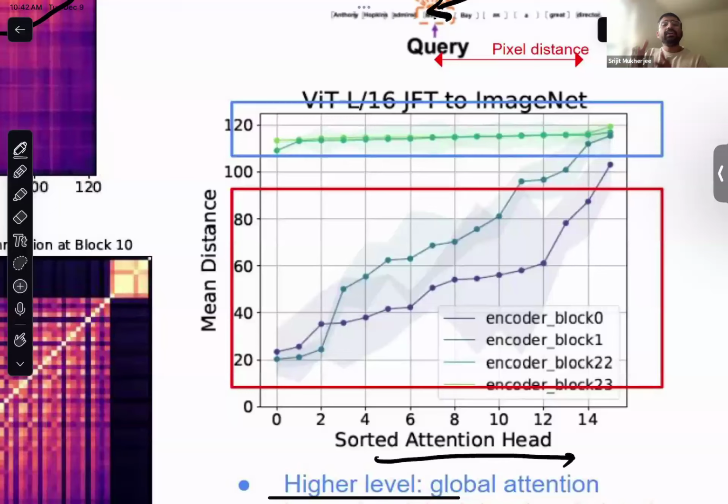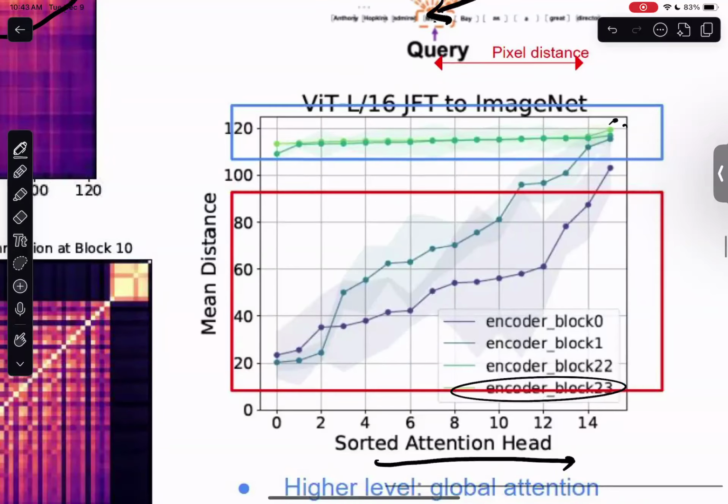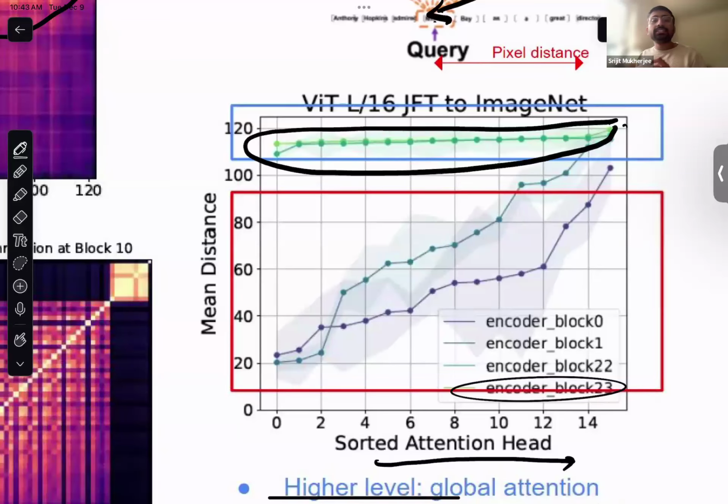This is in relation to the number of layers. And what they observed is that for the highest block, which is much deeper, it is only looking at global, like the distance is large. That means the pixel distance is large. That means it's looking in a very global way. There's global attention all over the patches.